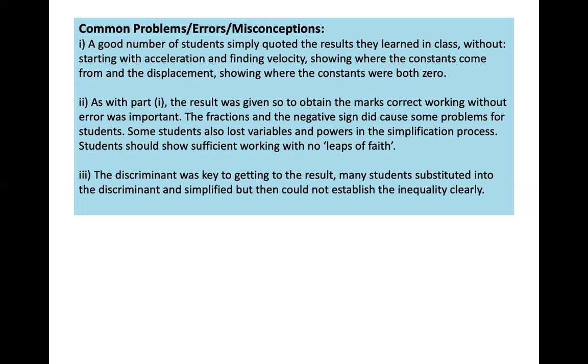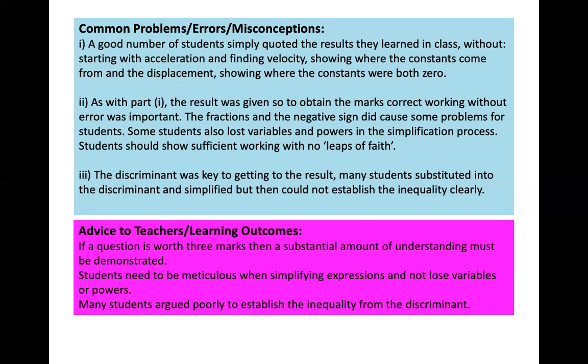And part 3, the discriminant was key to getting the result. Many students substituted into the discriminant and then simplified, but then couldn't establish the inequality clearly. And I emphasise the clearly. Teachers, if a question is worth 3 marks, then a substantial amount of understanding must be demonstrated. Students need to be meticulous when simplifying expressions and not lose the variables or the powers. I guess we could ask them to always go back and check and make sure. Many students argued poorly to establish the inequality from the discriminant.